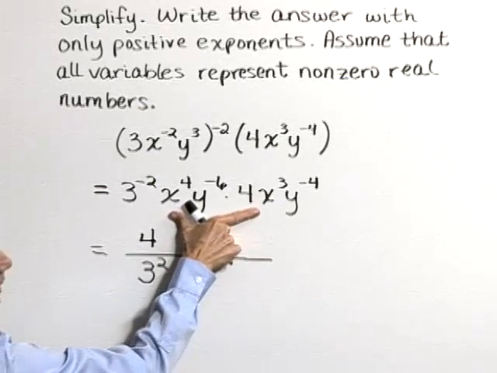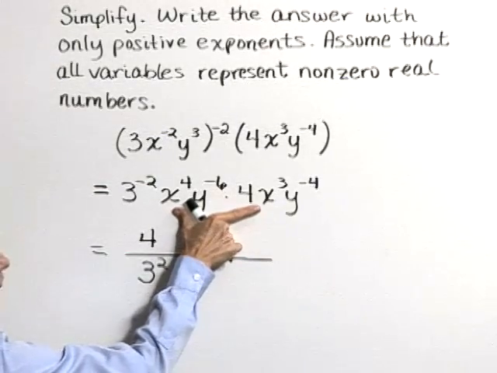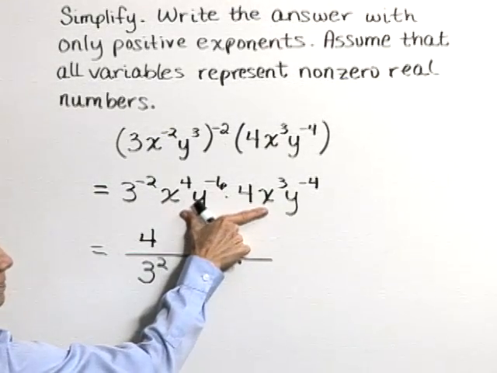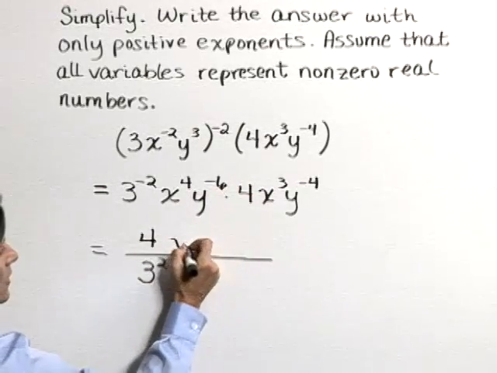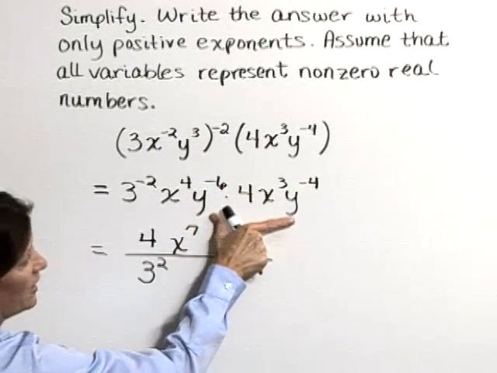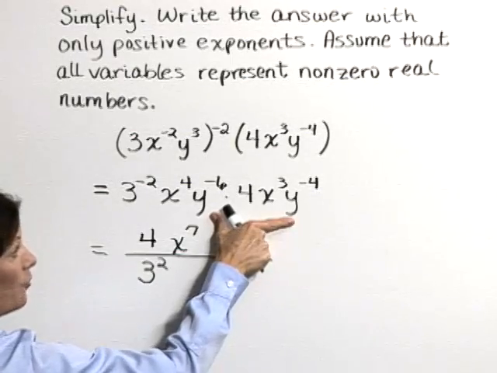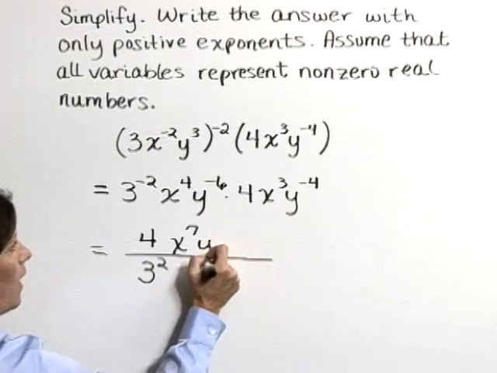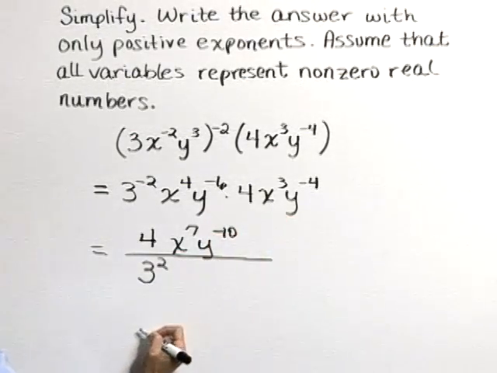Also, let's combine our bases using our product rule. X to the fourth times x to the third. Adding exponents is x to the seventh. Y to the negative sixth times y to the negative fourth. Adding exponents is y to the negative 10th.